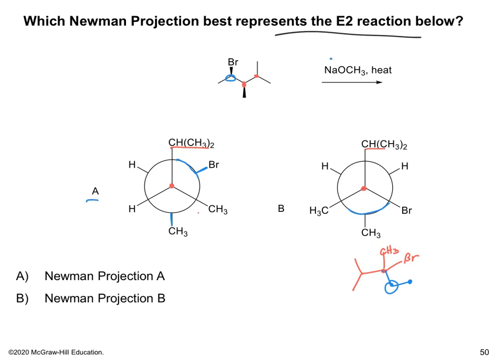And then what would your base do? Well, it's going to take the beta hydrogen. This is your alpha leaving group that's antiperiplanar.